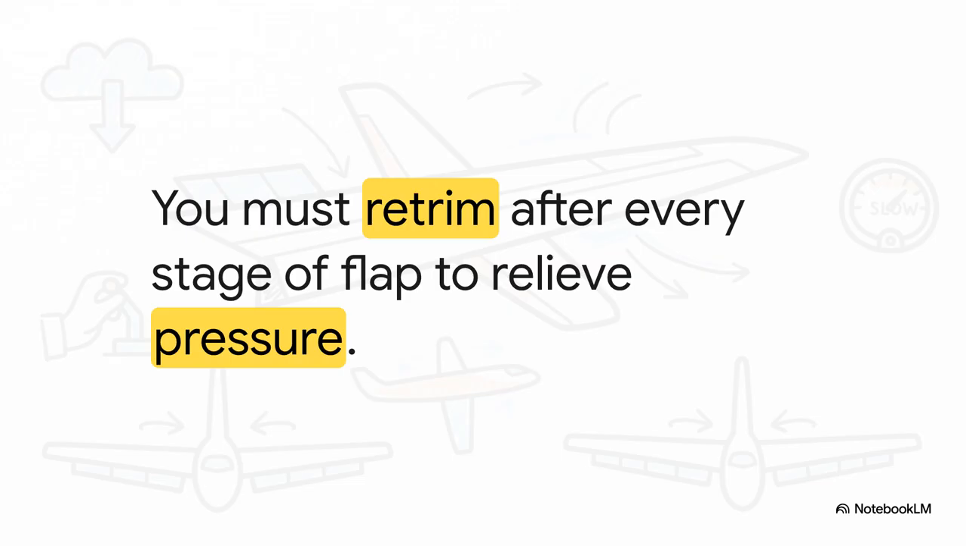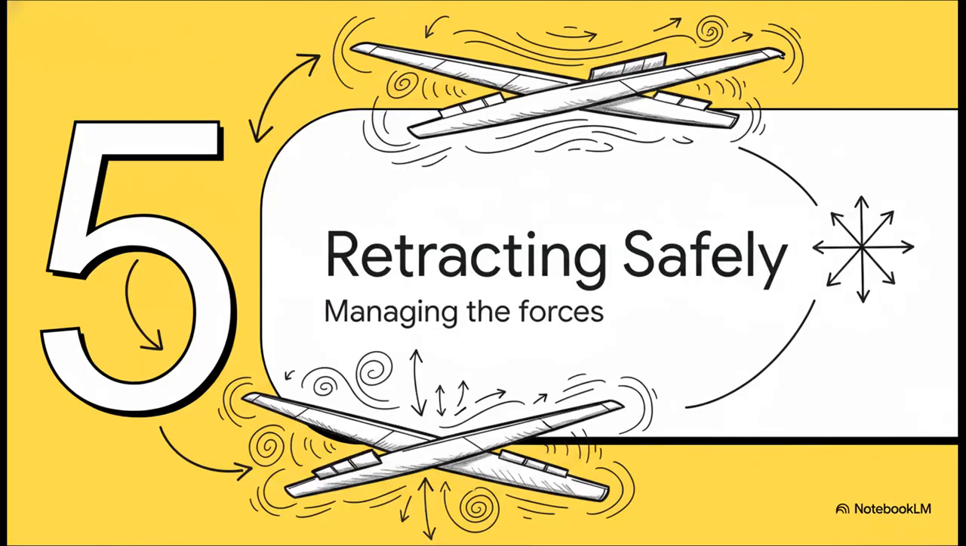Sure, you can fight it with the control column, but you have to trim off that steady pressure. If you don't, you'll literally be arm wrestling the airplane, like you're holding a heavy dumbbell the entire way down to the runway. Finally, we've made it to section 5, retracting flaps safely. We got them down, but what goes down must come back up, right? And retracting them introduces a totally different set of aerodynamic challenges.